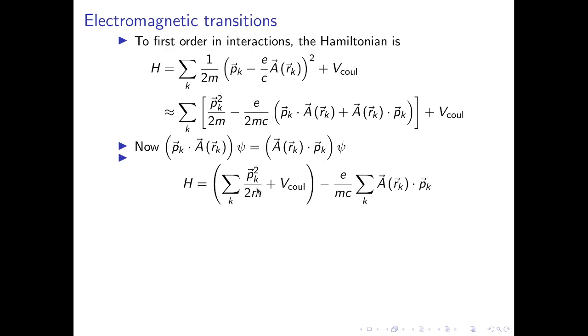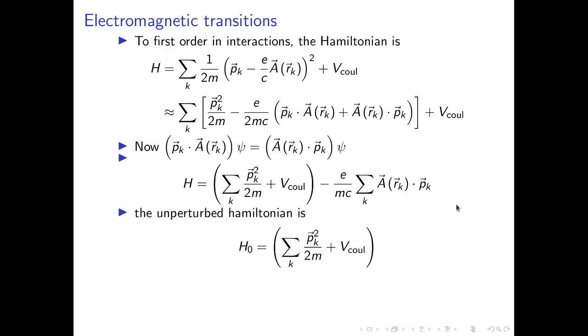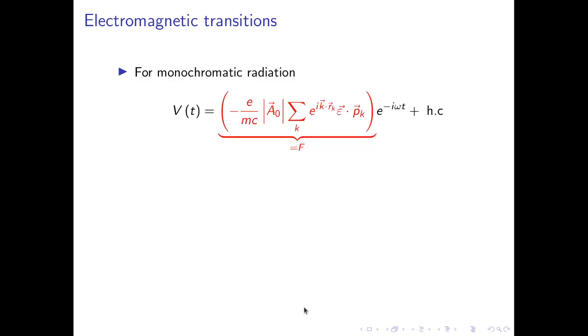The nuclei, as I have said before, are no longer dynamical because we are approximating the mass to be infinitely large. So here you have the Hamiltonian for the original harmonic system, and this is the perturbation. So H0 is given by this, and the perturbation is this. So we need to calculate the effect of this perturbation term.